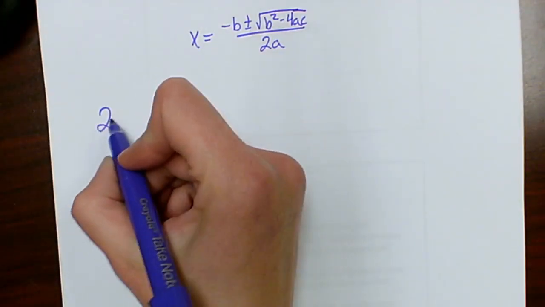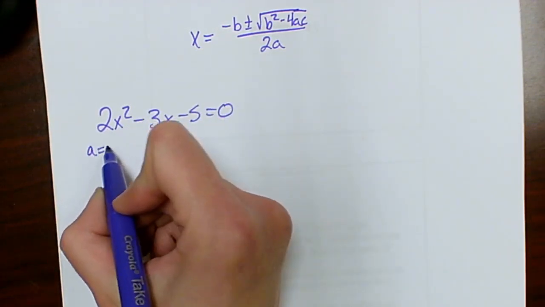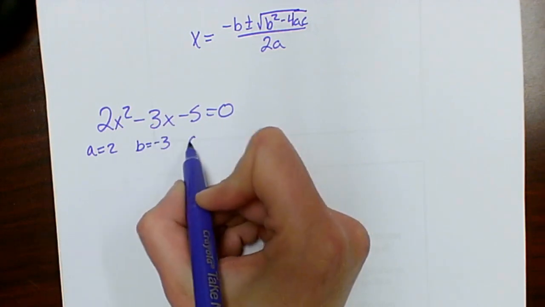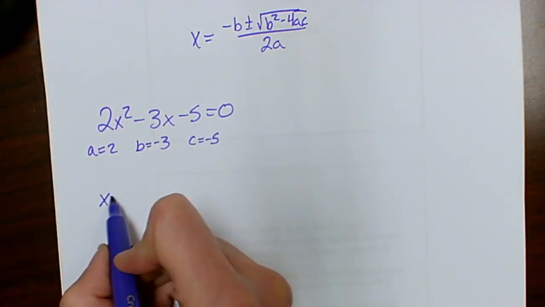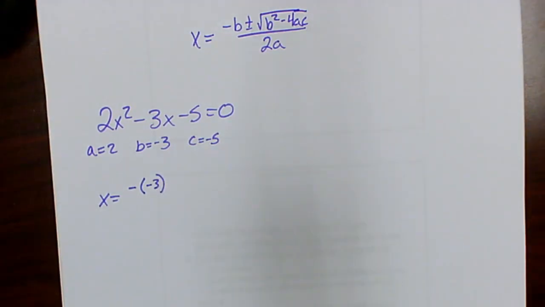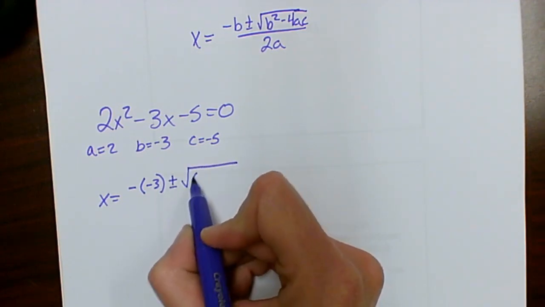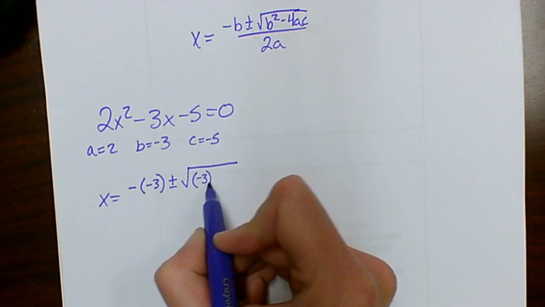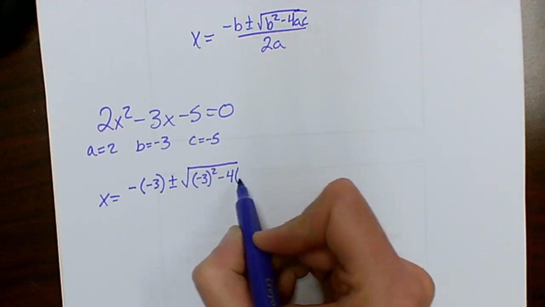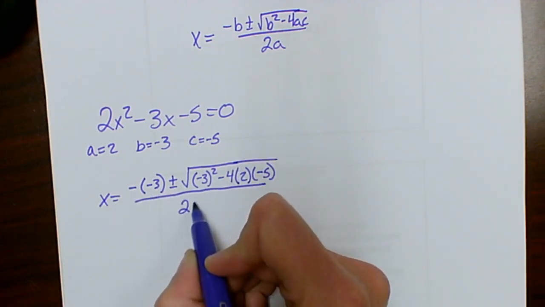So 2x squared minus 3x minus 5 equals 0. So a equals 2, b equals negative 3, and c equals negative 5. So x equals negative b, which b is negative 3. If the number that you're putting into the formula is negative, place parentheses around it. It will make your life a lot easier. B squared, which is negative 3 squared, minus 4 times a times c, all over 2a.